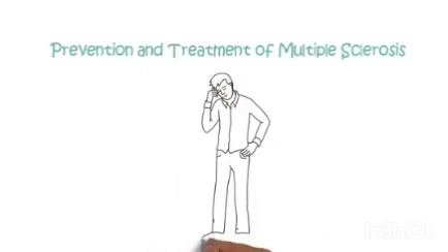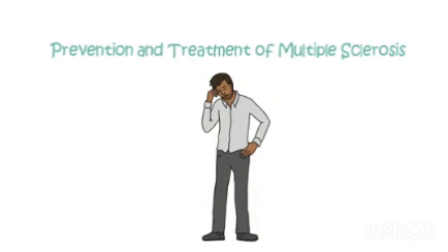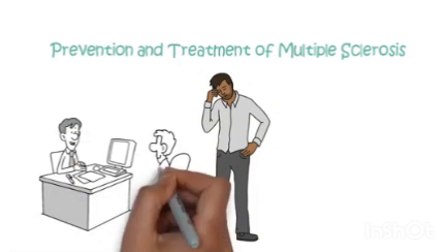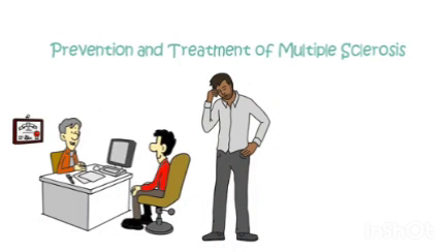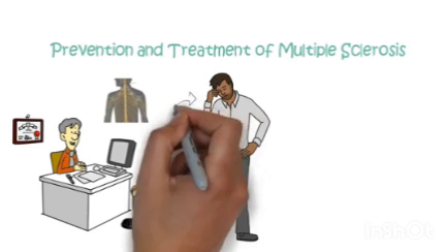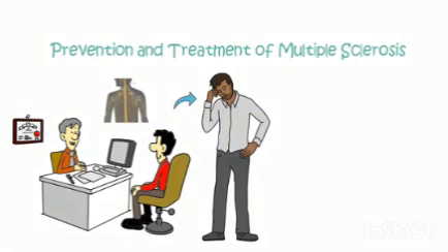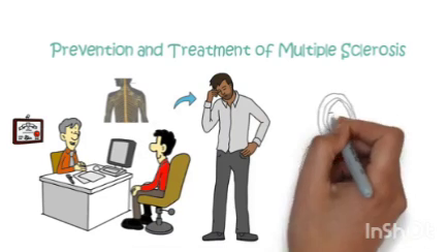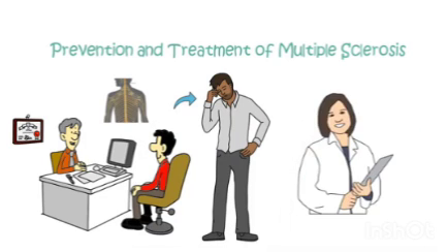Prevention and treatment of multiple sclerosis. It is unfortunate that multiple sclerosis has no cure at the moment. However, there are a number of treatments and therapies available that can help to manage the symptoms and slow the progression of the disease. Treatments are initiated and closely monitored by your doctor and specialists.